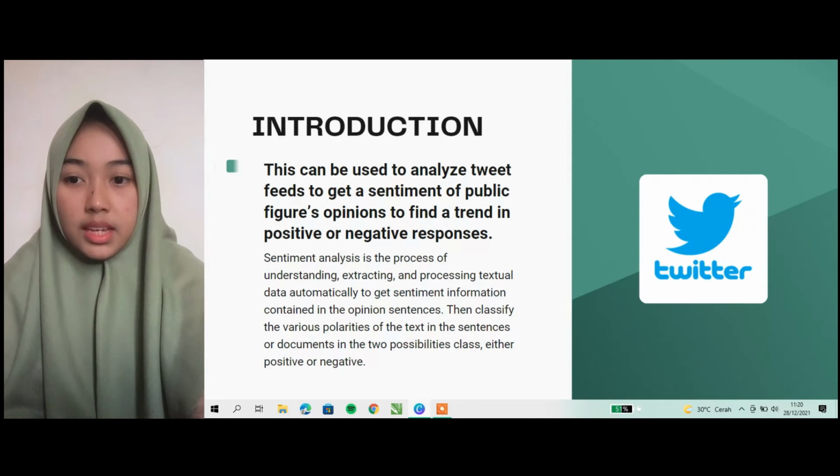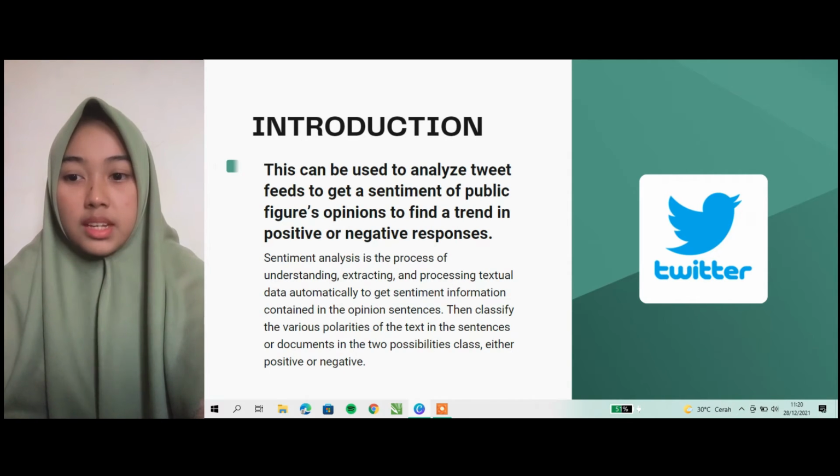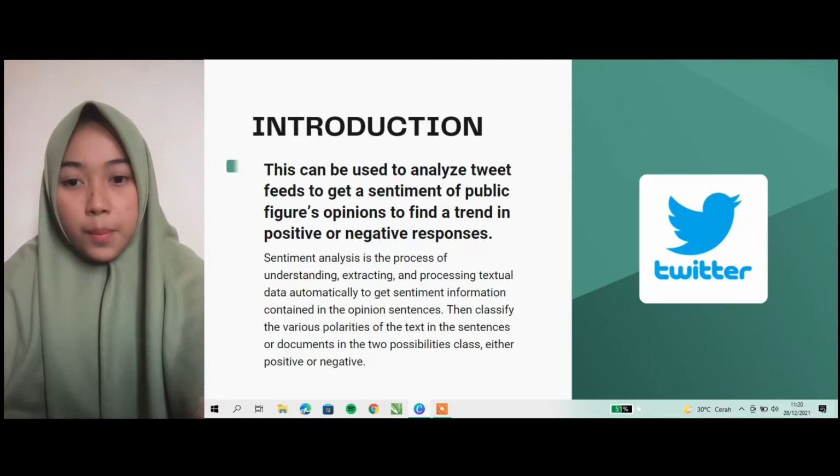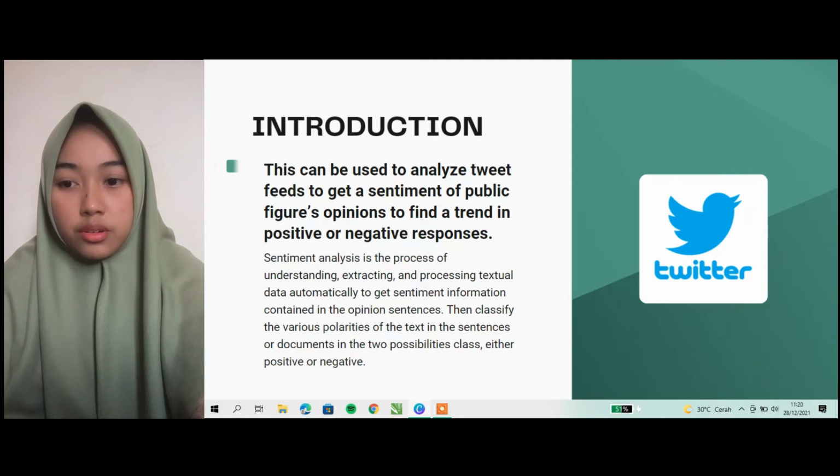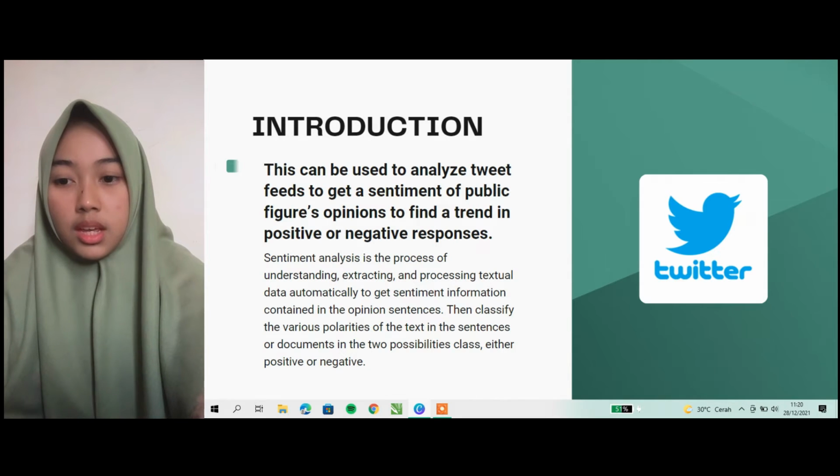Sentiment analysis is the process of understanding, extracting, and processing textual data automatically to get sentiment information contained in the opinion sentences. Then, classify the various polarities of the text in the sentence or documents in two possible classes, either positive or negative.